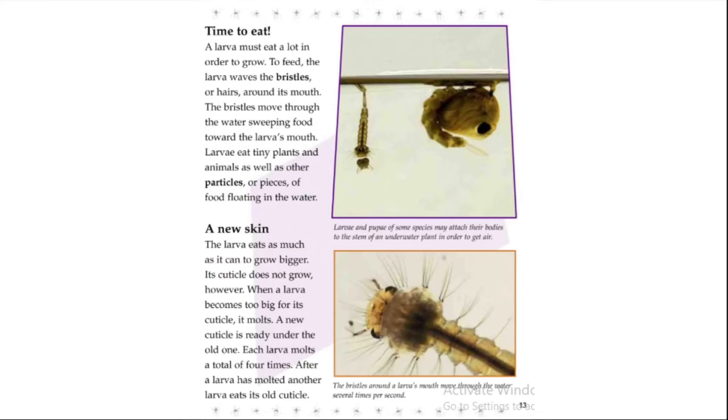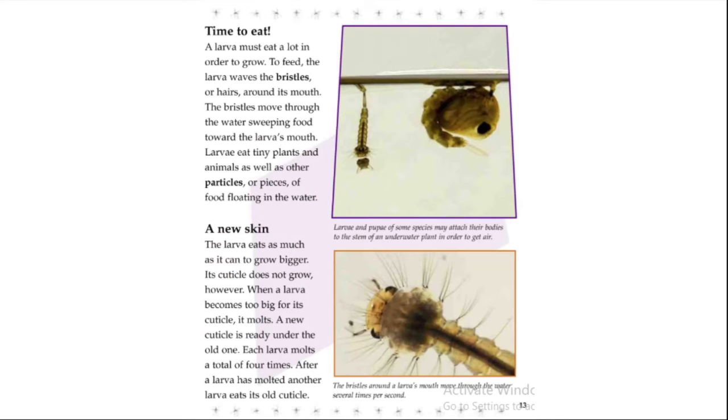Time to eat. A larva must eat a lot in order to grow. To feed, the larva waves the bristles, or hairs, around its mouth. The bristles move through the water, sweeping food toward the larva's mouth. Larvae eat tiny plants and animals as well as other particles, or pieces of food, floating in the water.